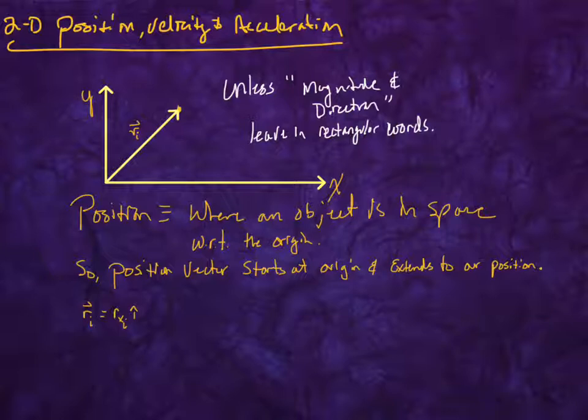Now Ri has two components. It has Rx initial. Follow the notation here. It is Rx initial i hat direction. So the value of it is Rxi, and it is in the i hat direction. That's that vector. Plus Ry initial in the j hat direction. These are the components that make up our vector R.